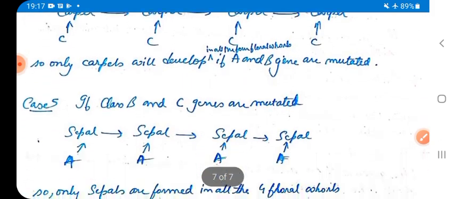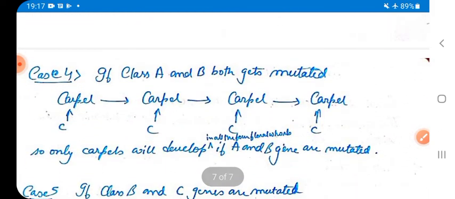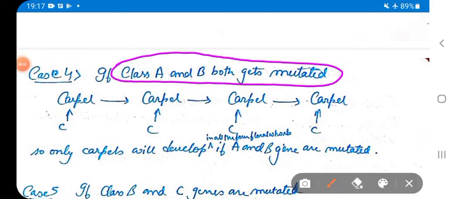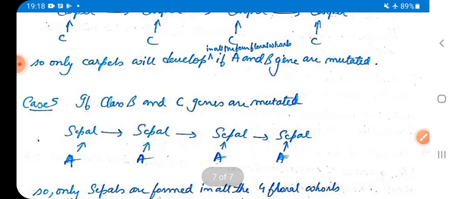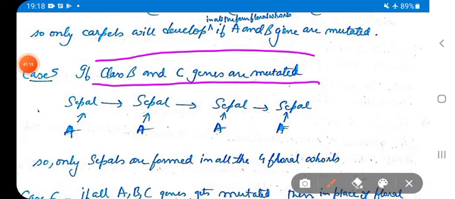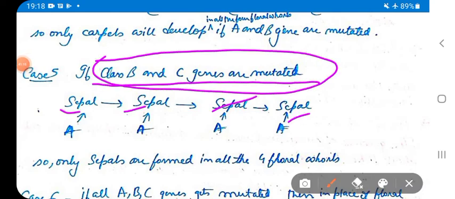Now let us see the fourth case. So in total there are 6 cases. If both class A and class B genes are mutated, then what will happen? Generally, if class A gene and class B gene are mutated, then only the C gene is there. So in all the four layers of the flower, carpel will develop only. It will not be attractive. All the four floral whorls will develop carpels if the A and B genes get mutated. Now, if B and C genes are mutated, then all the four whorls will have sepals in them, completely sterilized. In the above case also, it was a sterilized flower because no reproductive organ has been formed in the flower.